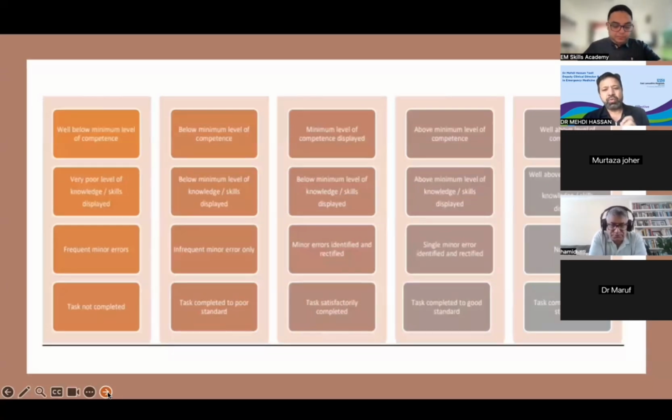Once he clicks on these, the computer will automatically calculate the numbers you have achieved in that station. It's slightly difficult for you to understand, but normally we do not say each station has 10 marks. We do not write marks 1, 2, 3, 4, or 10. We just click on these buttons, and then the computer itself calculates your marks.